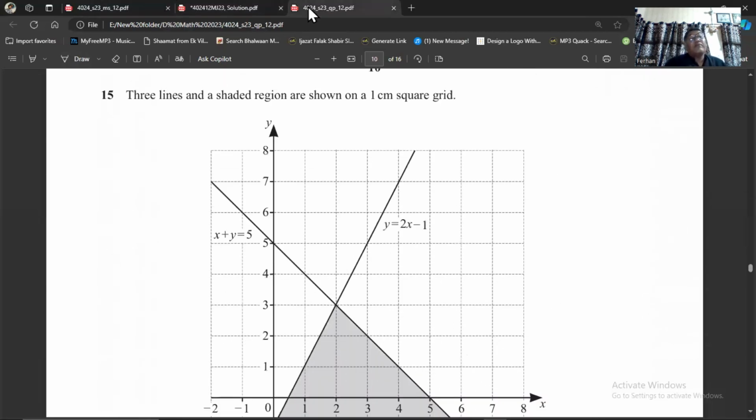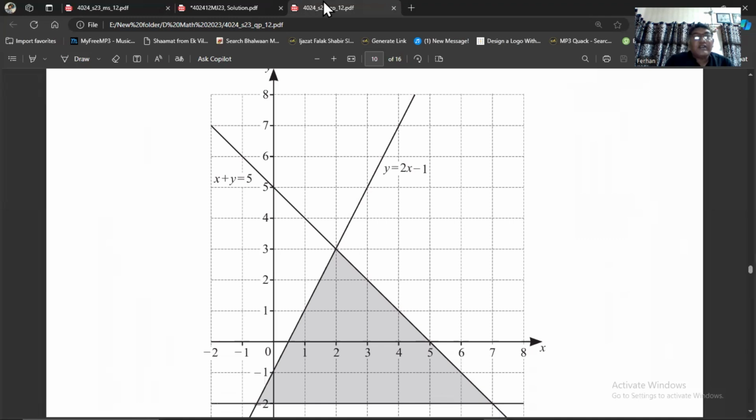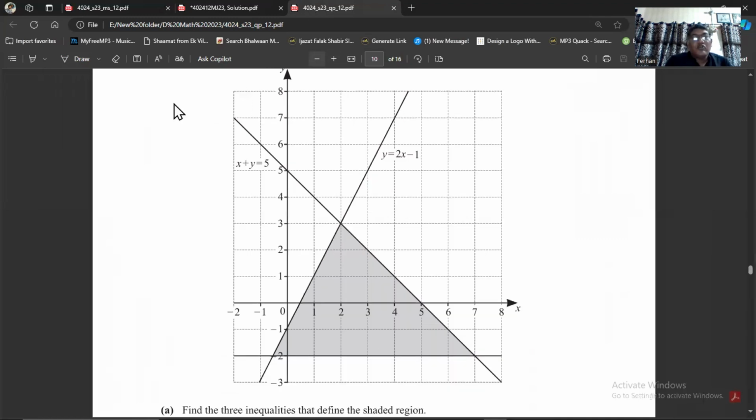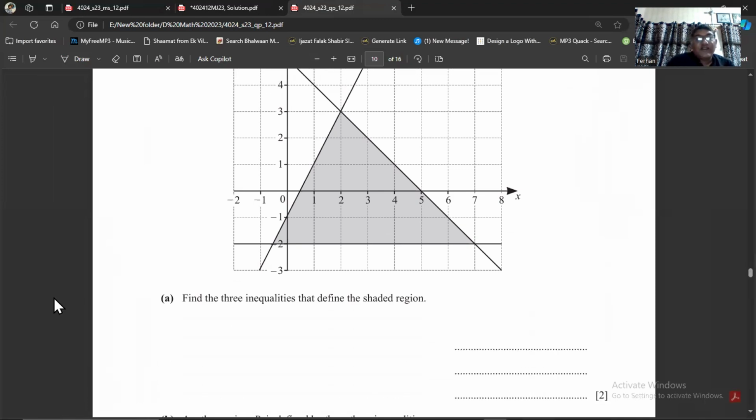Okay, so next question coming up on your screen is question number 15. Three lines and a shaded region are shown on a 1 centimeter square grid. Here we have this line, y equals 2x minus 1. This line is x plus y equals 5. And we have this line, y equals minus 2. And you have that shaded region between them. Find the three inequalities that define the shaded region.